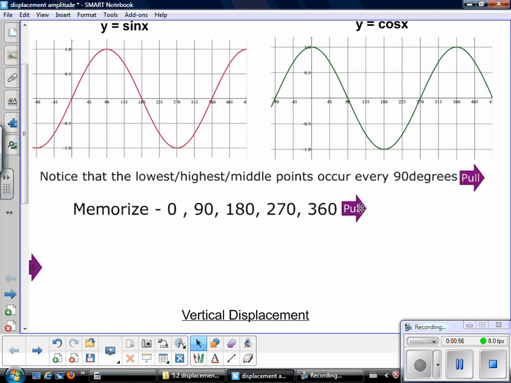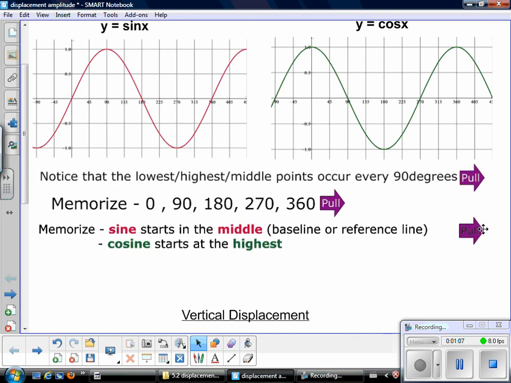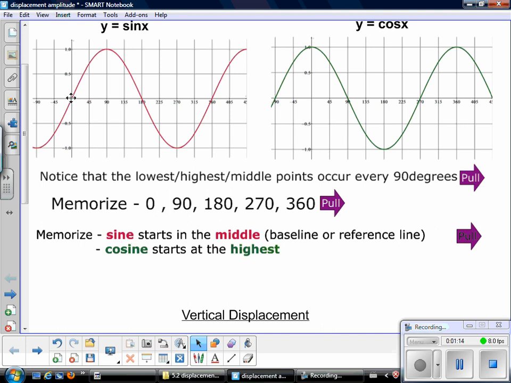It happens every 90 degrees. I need to memorize that this means 0, 90, 180, 270, 360, etc. That's every 90, if you didn't figure that out. Also make sure you know for sure that sine always starts in the middle. We call that middle line the baseline or reference line, and it always goes up. So typically, sine starts in the middle and goes up, and cosine starts at the highest and then obviously has to come down. Make sure you have those pieces of information. For today, those are true.